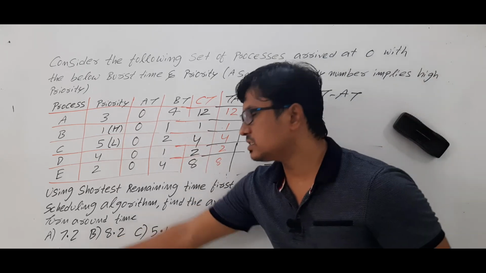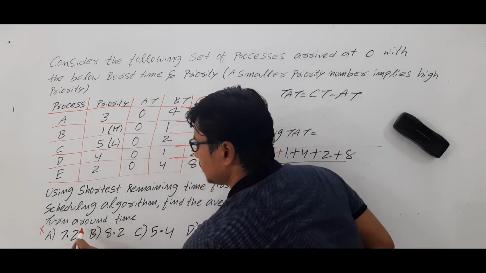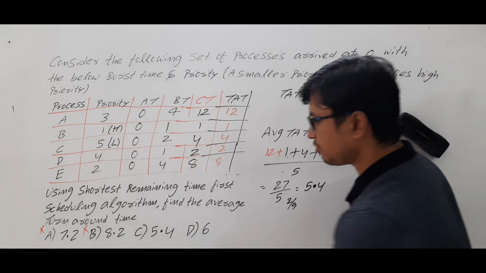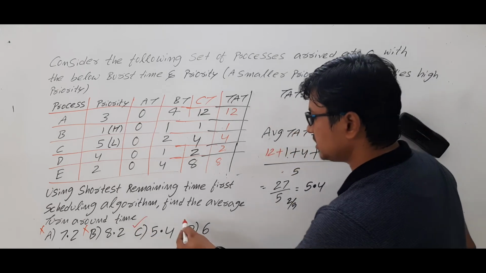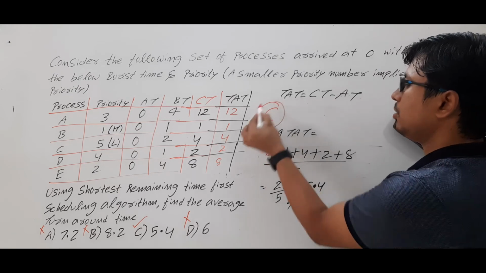So option A is 7.2, which is wrong. Option B is 8.2, wrong. Option C is 5.4, correct. Option D is 6, wrong. So for this question, the right answer is option C.